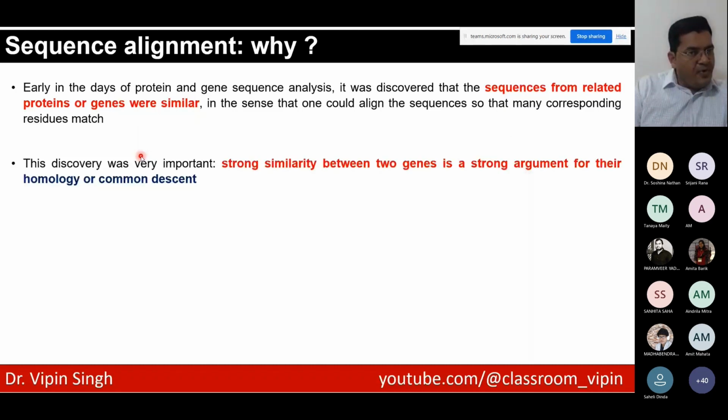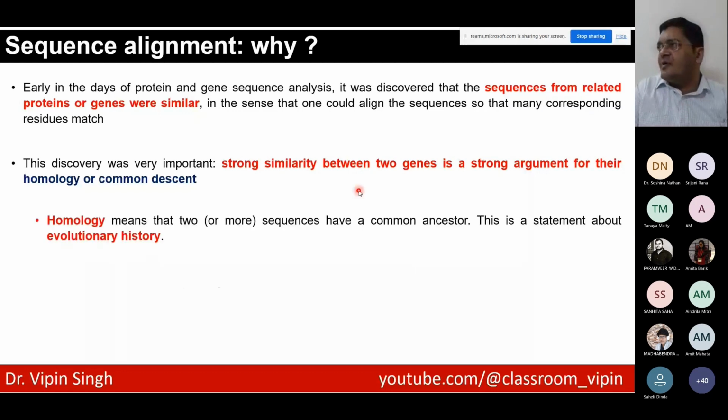This discovery was very important. Strong similarity between two genes is a strong argument for their homology or common descent. Remember, similarity is what is quantifiable. Homology is either there or it is not there. It is not a percentage-based thing. So strong similarity between two genes is a strong argument for their homology or common descent. Homology means that two or more sequences have a common ancestor. This is a statement about their evolutionary history. Similarity is simply a statement that the two sequences are alike by some metric.